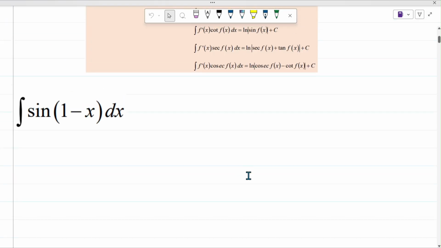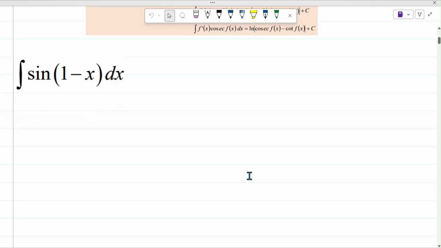Let's see what we can do with this question here. We've got the integral of sine of 1 minus x dx. I'm sorry about the inverses; I don't know where my mind was. What I told you is that we need to make sure that we have the derivative of the argument. The argument in this case is 1 minus x. So we need to make sure that next to this trig function, we have the derivative of this argument.